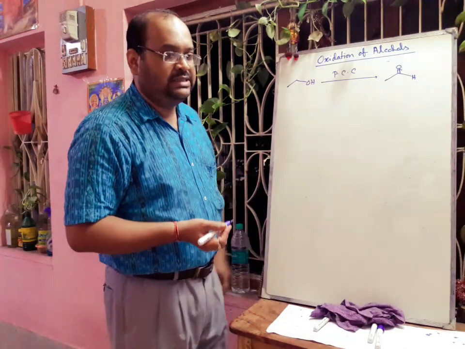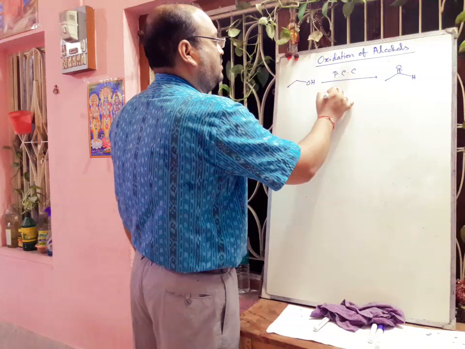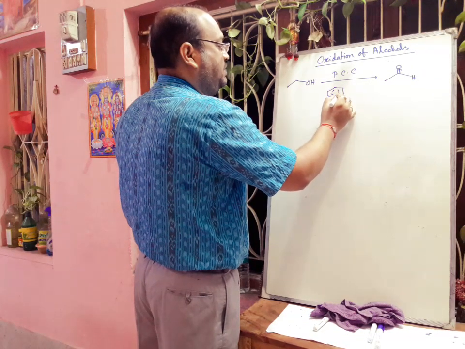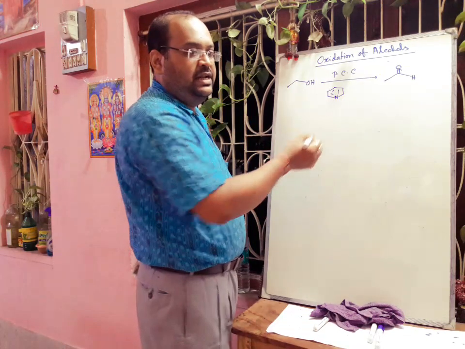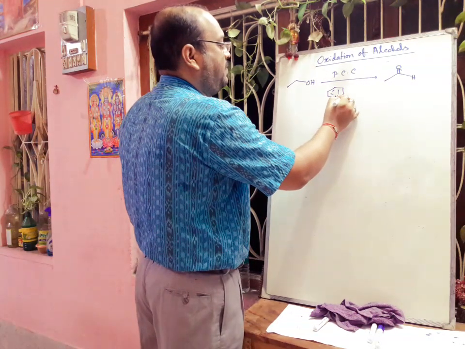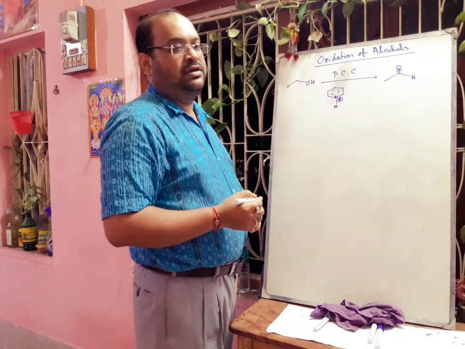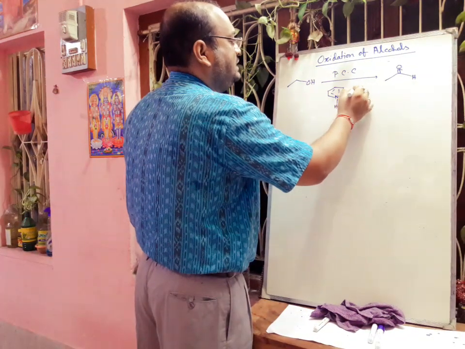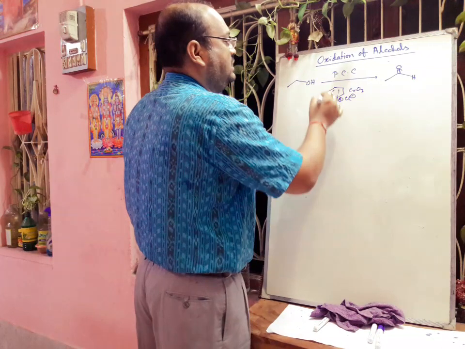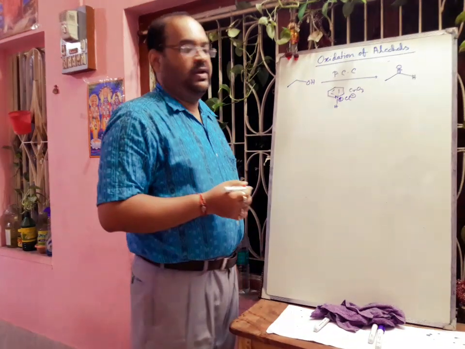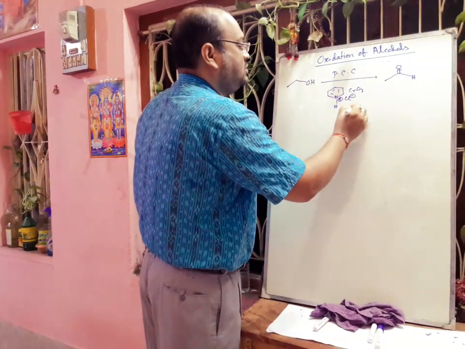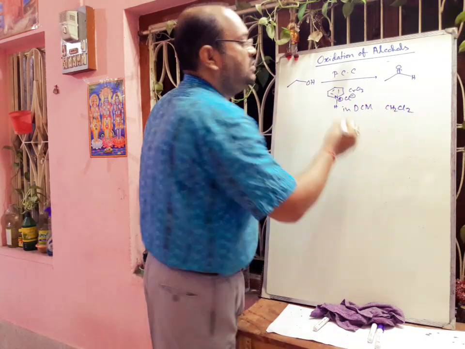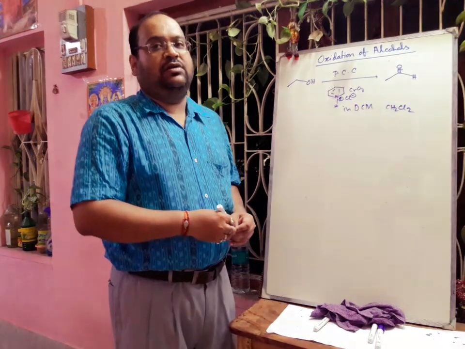Now what is the structure of this reagent? This one is pyridine. So this pyridine we are using with chromium. We are taking HCl and chromium trioxide, and this is called pyridinium chlorochromate. And here also we are using the solvent DCM, dichloromethane. Dichloromethane is CH2Cl2. So here also we are getting the corresponding aldehyde.